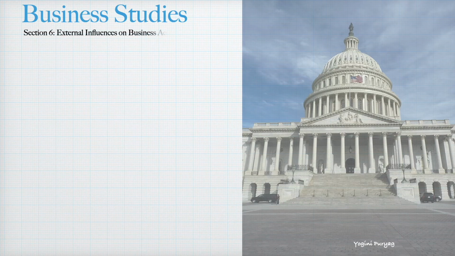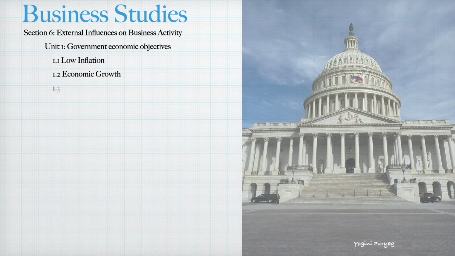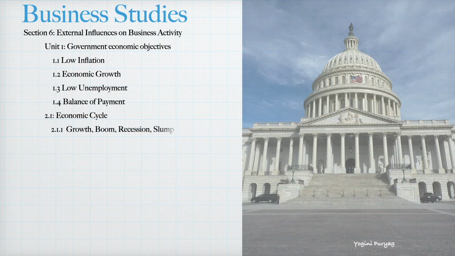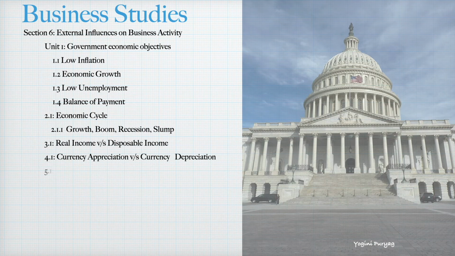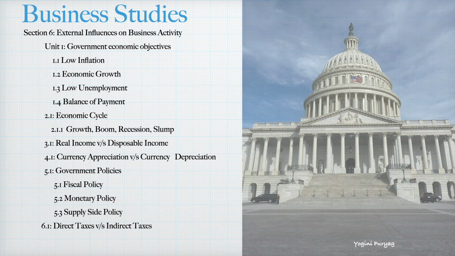Section 6. External influences on business activity. Unit 1. Government economic objectives. Low inflation, economic growth, low unemployment, balance of payment, economic cycle, growth, boom, recession, slump, real income and disposable income, currency appreciation and currency depreciation, government policies, fiscal policy, monetary policy, supply side policy, direct taxes and indirect taxes, import tariff and import quota.